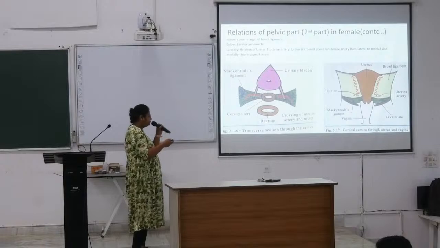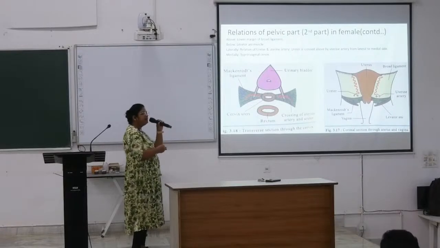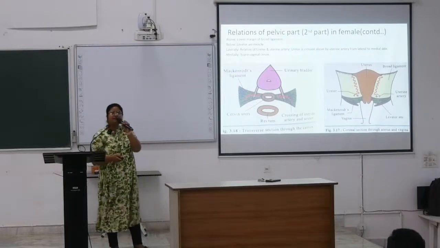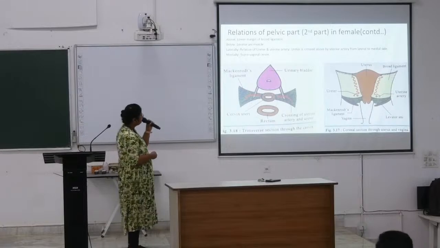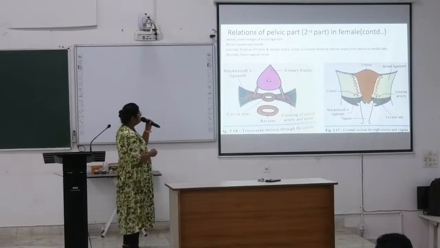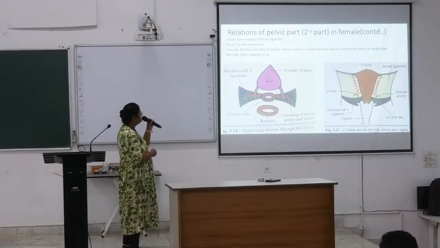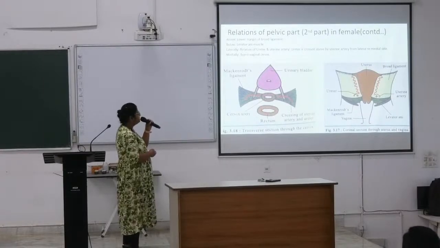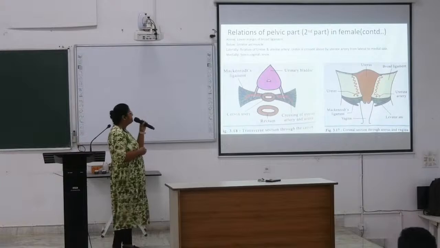So you have to be careful during ligation of this uterine artery to prevent bleeding during parturition. See here the crossing. This is the uterine artery crossing the ureter, above the ureter, from lateral to medial side, and this is a section through the cervix of the uterus. Okay, and these are the lateral ligaments helping keep the cervix in position.